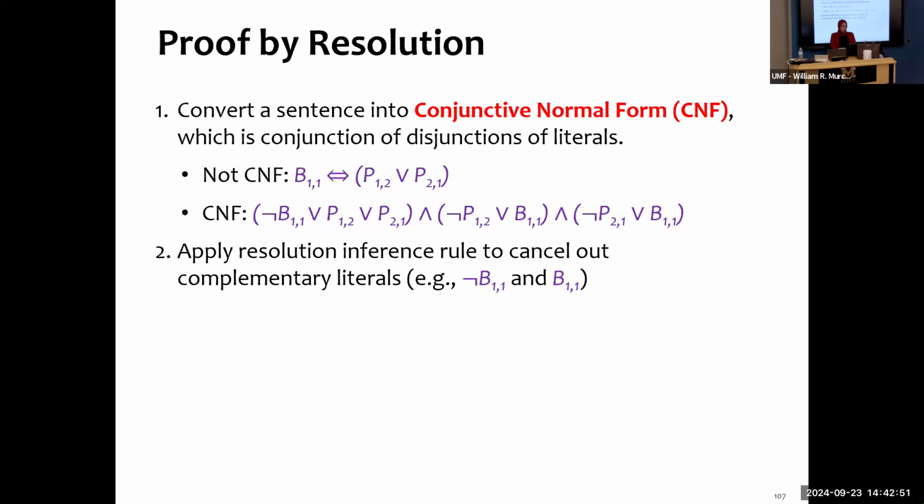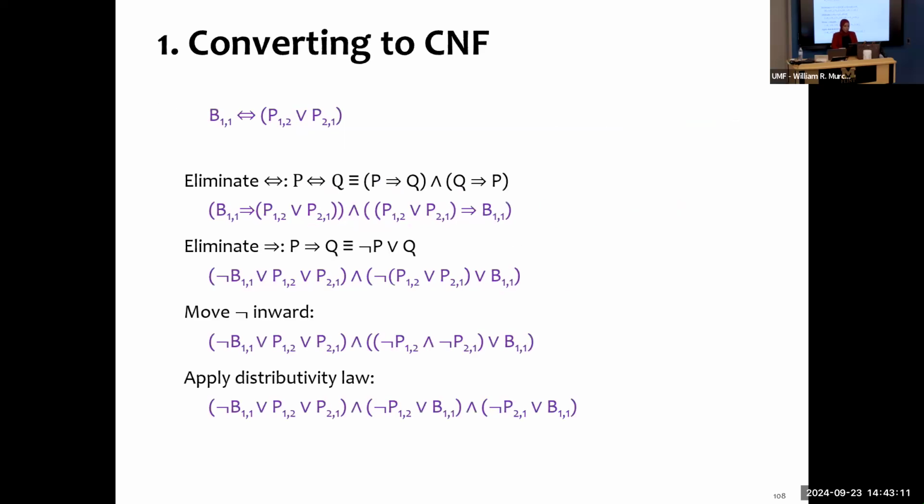Next, we apply the resolution inference rule to cancel out complementary literals. These are, if I have an event and the opposite of that event, the negation, for example B11 on the one hand and not B11 on the other hand, both elements we can eliminate or not consider.